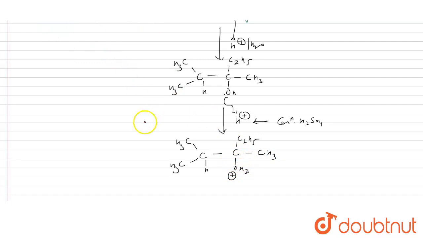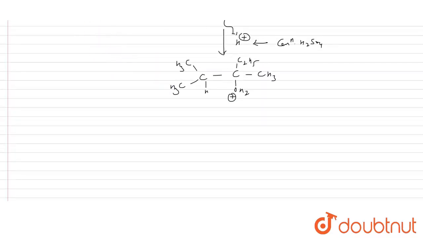That means we have increased the temperature, so this leaving group will leave. So I can write the reaction like this. This leaving group will leave, and there is a formation of tertiary carbocation.